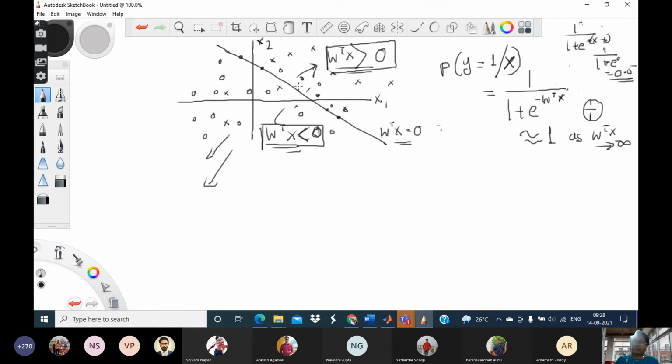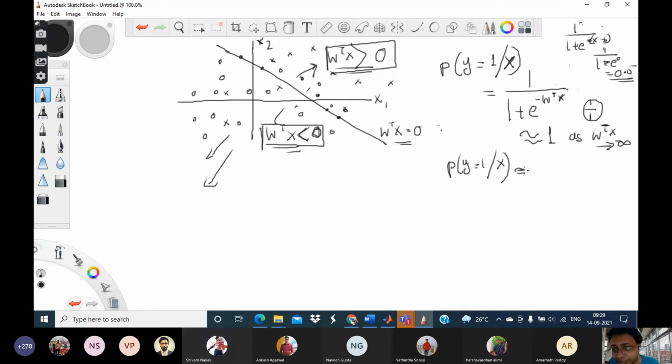Right? That is, as I move further and further away from this line towards infinity, w transpose x also keeps on increasing. It tends towards the positive infinity. So this probability tends to 1. Similarly, as I move deeper and deeper on this side, what does w transpose x tend to? Minus infinity. It tends to the negative infinity.